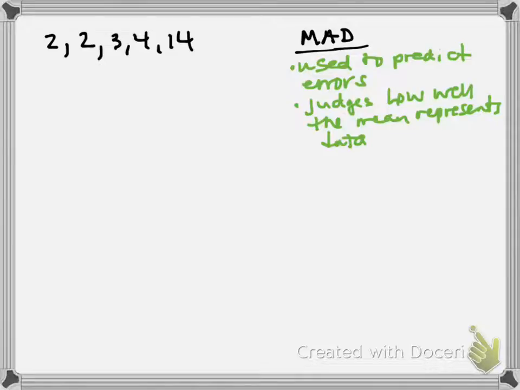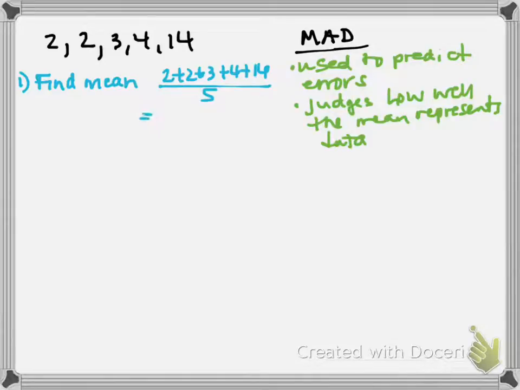So it kind of works like this. You start by finding the mean. And you're like, well, that's pretty easy. I just take 2 plus 2 plus 3 plus 4 plus 14, and I divide it by how many numbers I had? 5. And you get the mean to be 25/5, which equals 5. So we have a mean of 5. Now, looking at these numbers, is 5 representative of the data?